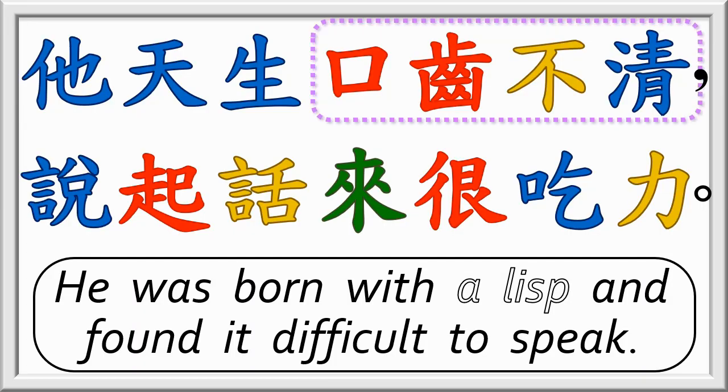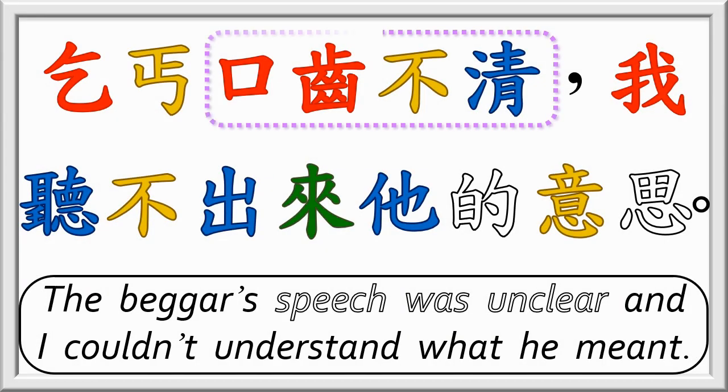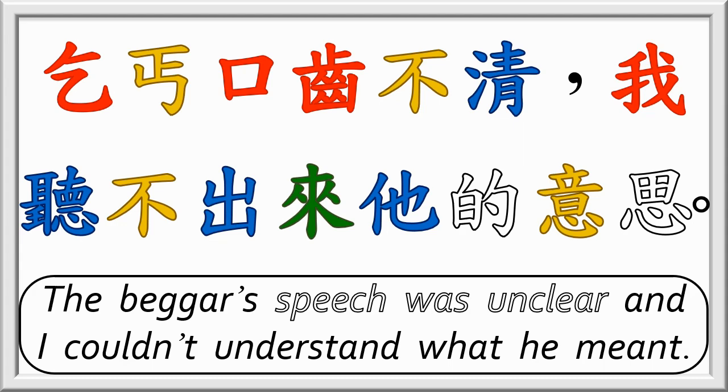Since we don't know the character for a single tooth yet, I'll limit myself to the extended meanings of this character, beginning with the idiom 口齿不清, meaning inarticulate speech, or to speak with a lisp. 他天生口齿不清，说起话来很吃力. He was born with a lisp and found it difficult to speak. 乞丐口齿不清，我听不出来他的意思. The beggar's speech was unclear, and I couldn't understand what he meant.